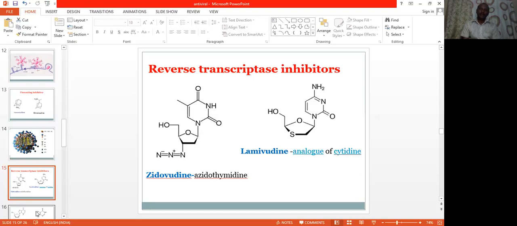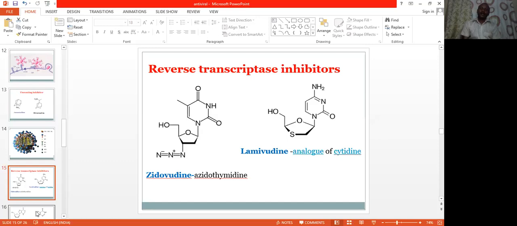Okay, once the DNA is synthesized from RNA, now you have a double-stranded DNA. This double-stranded DNA will be inserted into the host DNA. You clearly remember this, follow this. Once the DNA is synthesized from RNA, the synthesized DNA is inserted or integrated into the host DNA. So this is what happens.